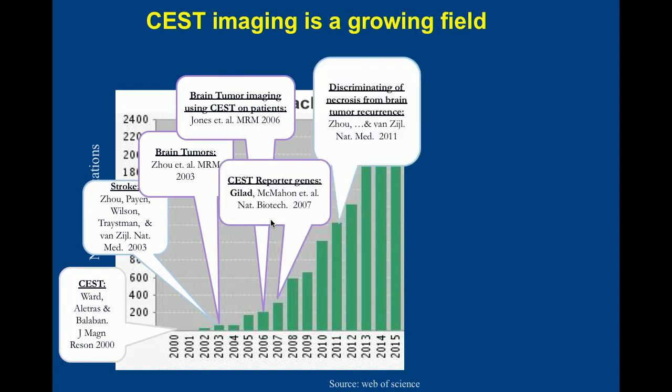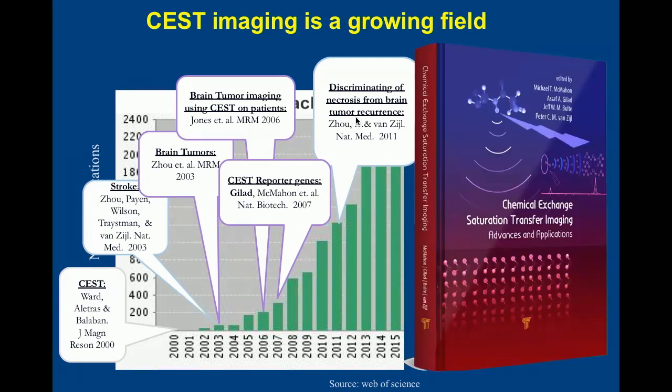We had reporter genes, and then we had, more importantly, discrimination of necrosis of the brain from tumor recurrence. And now we actually have a full textbook, 460 pages, describing all aspects of this field.